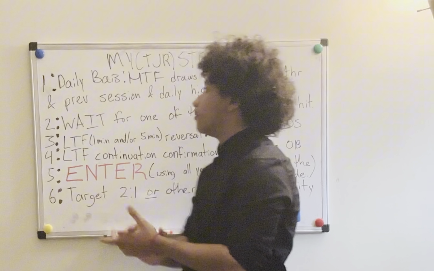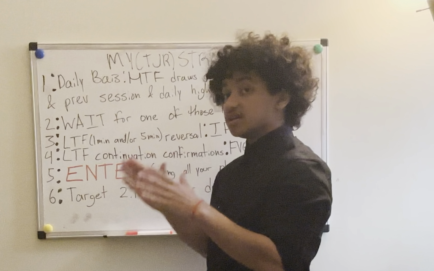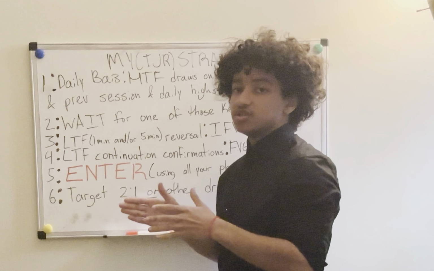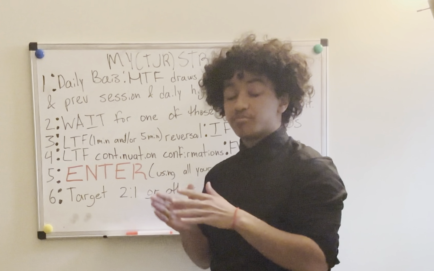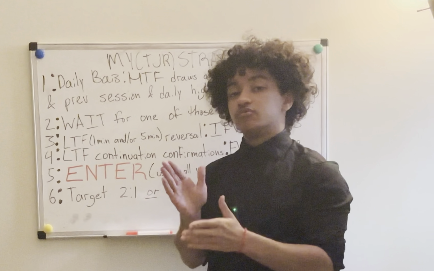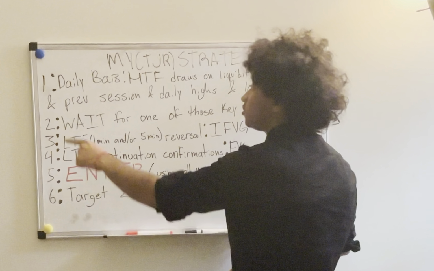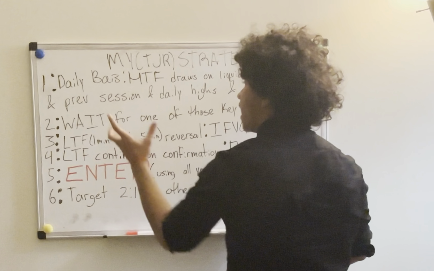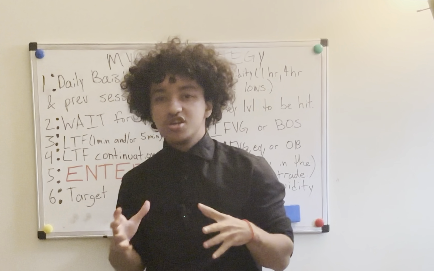All right, so there are 6 simple, easy steps to using this strategy. I'm going to break them down one by one right now. First, we have a daily bias. You want to build a daily bias. You want to know what you're targeting and how you're going to target it, but really know what you're targeting.